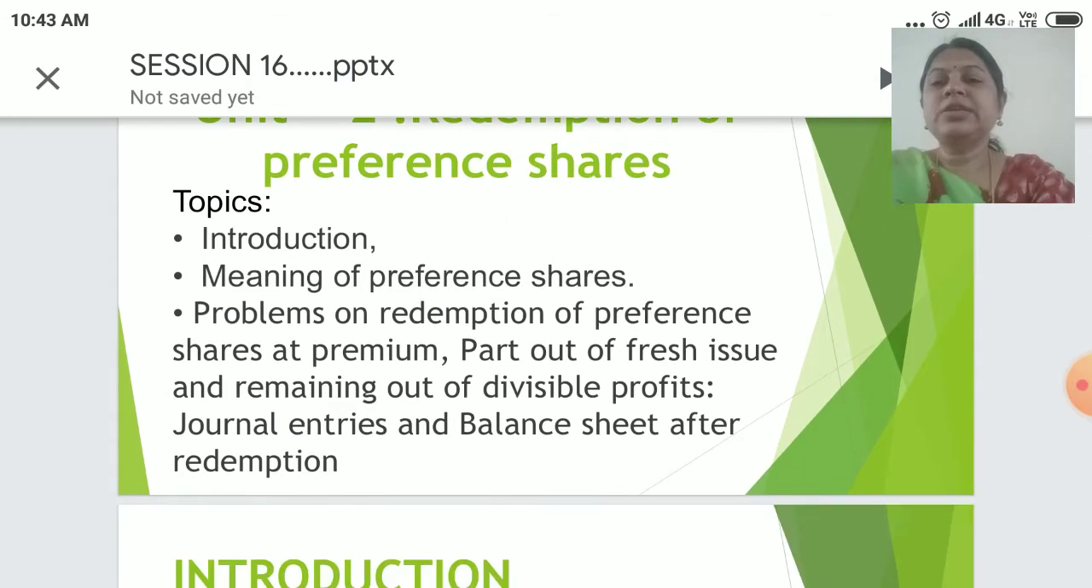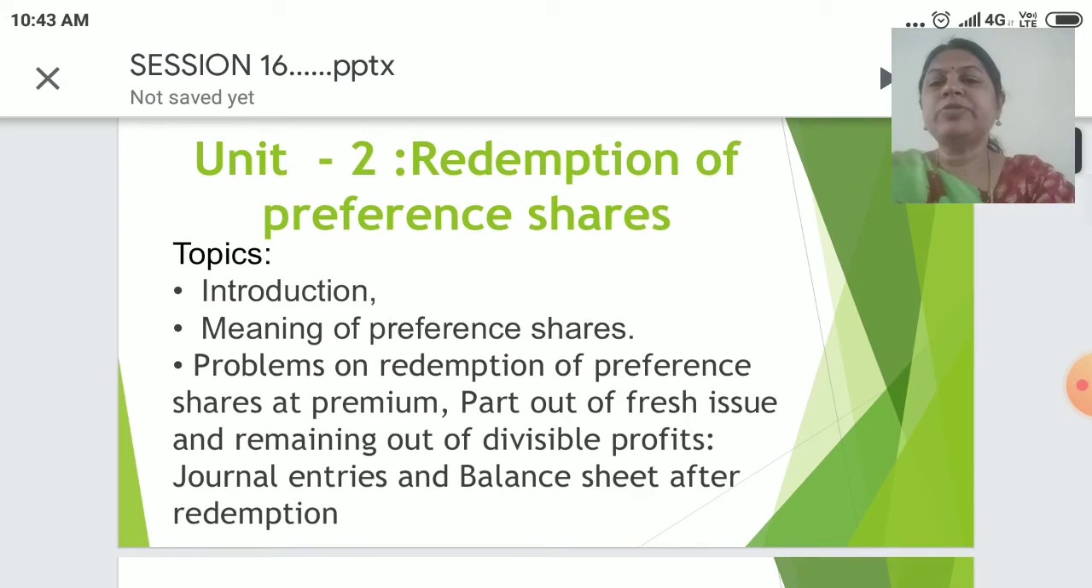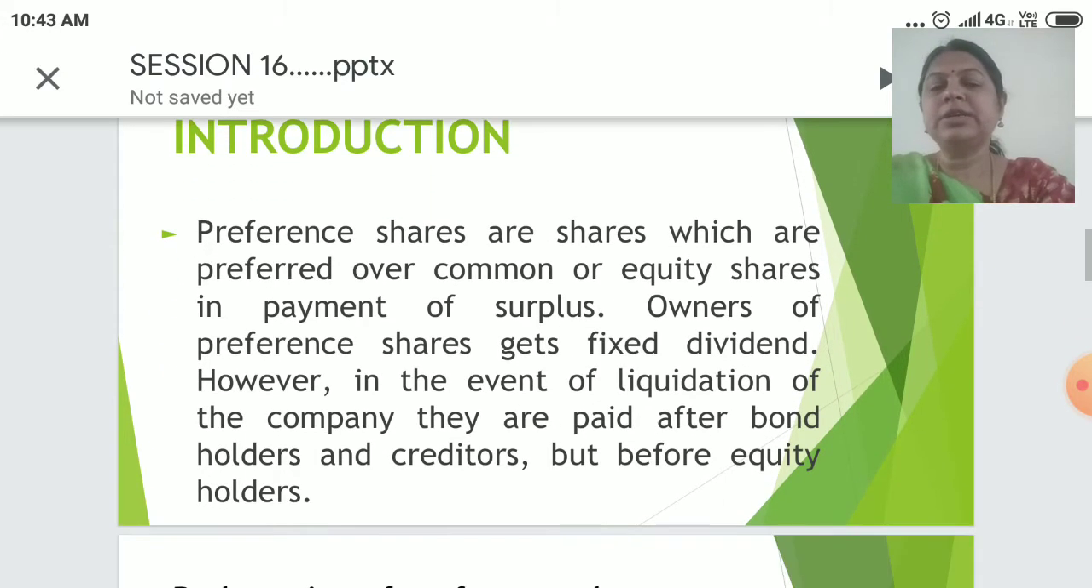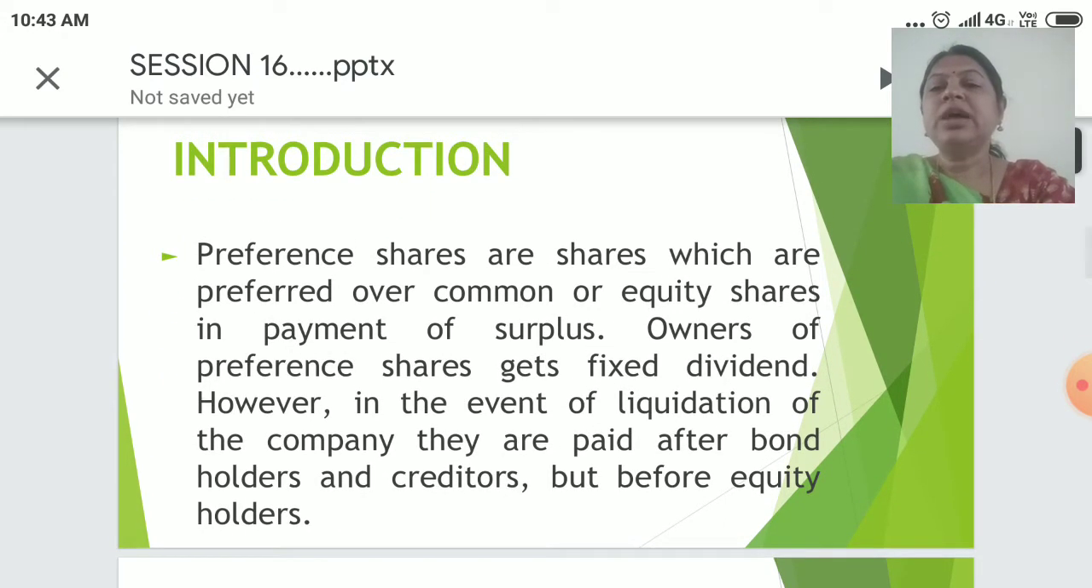The areas I would be covering in this topic would be introduction, meaning of preference shares, problems on redemption of preference shares at premium, partly out of fresh issue and the remaining out of divisible profit, journal entries and balance sheet after the redemption. I'll have an introduction part.